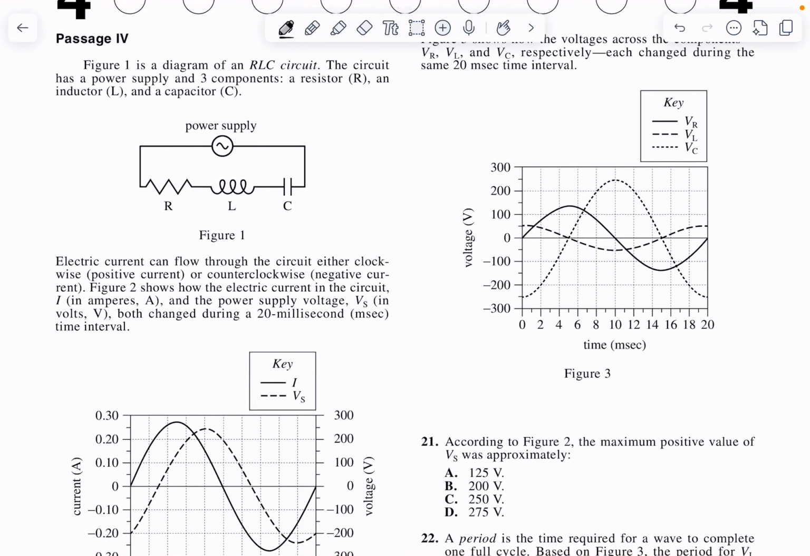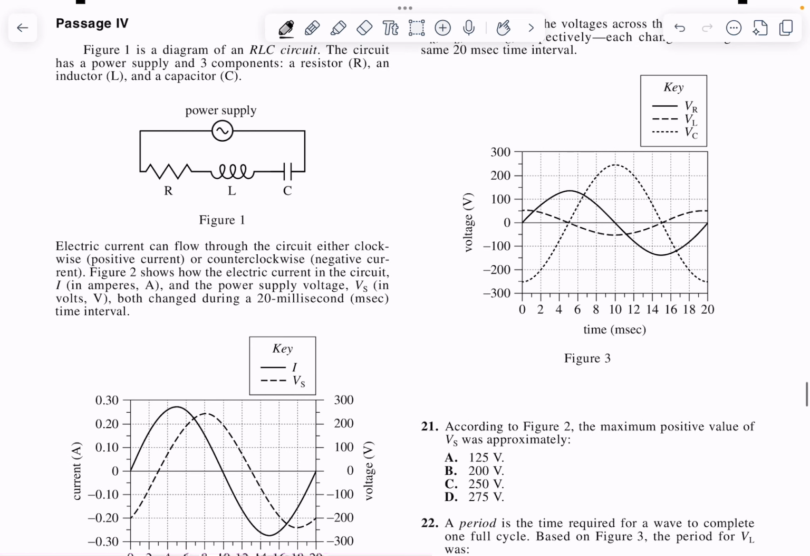Okay, so for passage 4, we're going to take a look at this one. Just like with the other science passages, a key thing to remember is you don't want to spend a ton of time trying to read through everything and understand everything. They're going to make it confusing. They're going to make you look back at the passages anyways. They're going to ask you very specific questions.